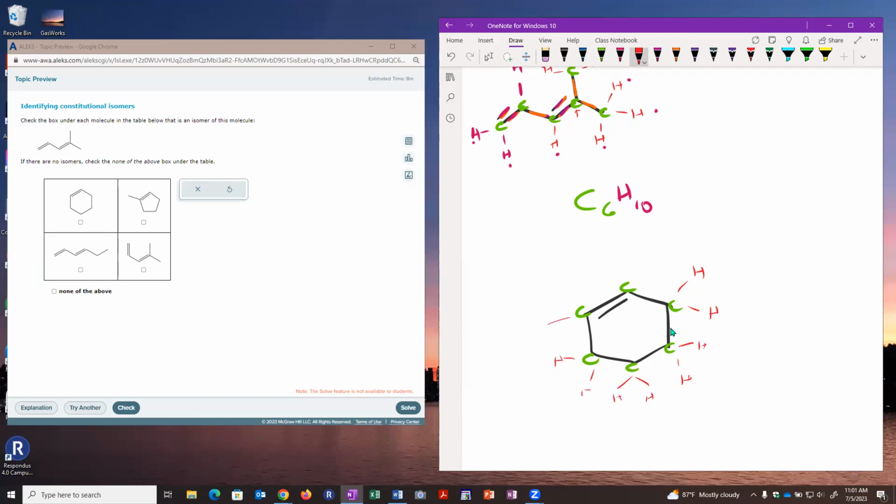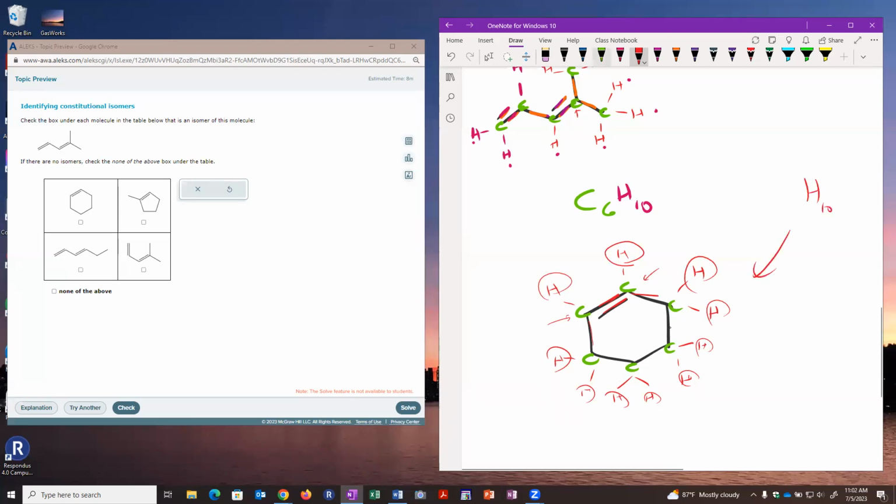And then this carbon over here right now has 1, 2, 3 bonds. So it needs a 4th. And then the same thing for this carbon. It's got 1, 2, 3. So it needs a 4th bond. So we count those H's, 1, 2, 3, 4, 5, 6, 7, 8, 9, 10. So we've got 10 H's.